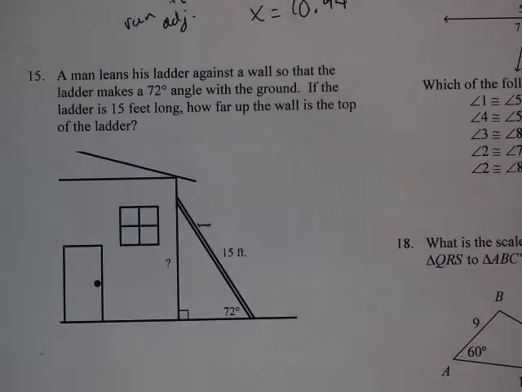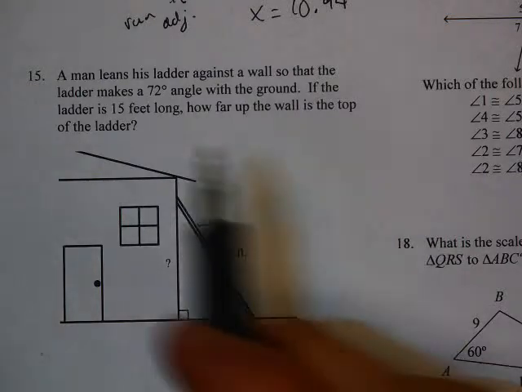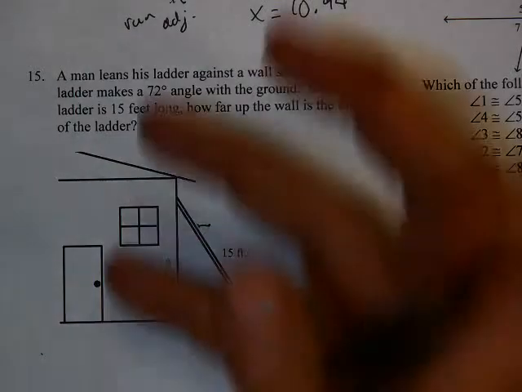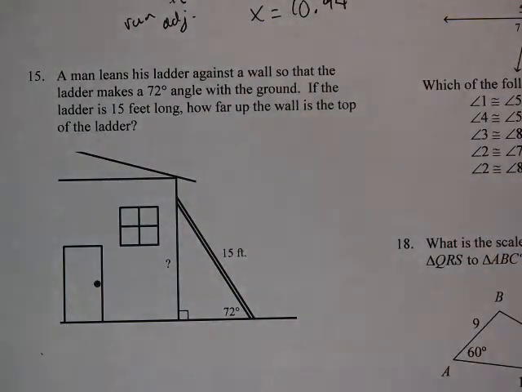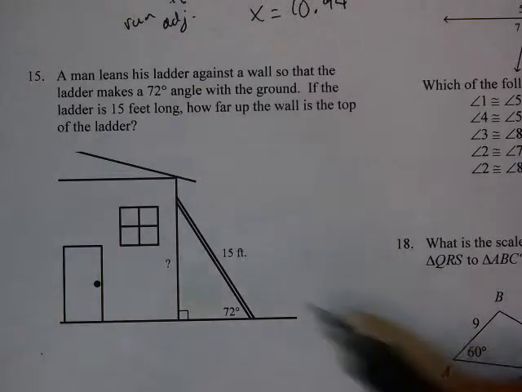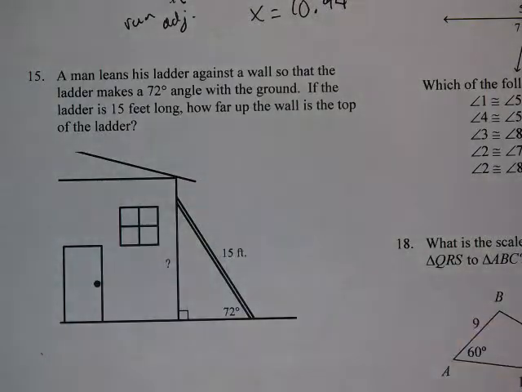Number 15 on Listerna's Unit 5 review. A man leans his ladder against a wall so that the ladder makes a 72-degree angle with the ground. If the ladder is 15 feet long, how far up the wall is the top of the ladder? And they've done a nice job of drawing this diagram for us.